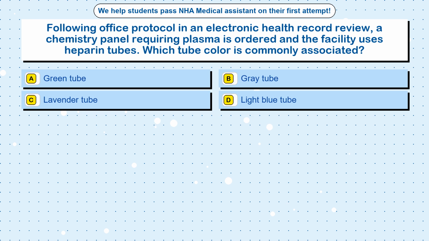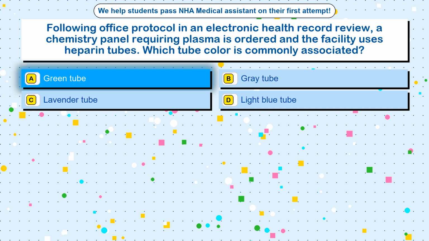Question 63. Following office protocol in an electronic health record review, a chemistry panel requiring plasma is ordered and the facility uses heparin tubes. Which tube color is commonly associated? Option A, green tube. Option B, gray tube. Option C, lavender tube. Option D, light blue tube. The correct answer is option A, green tube.